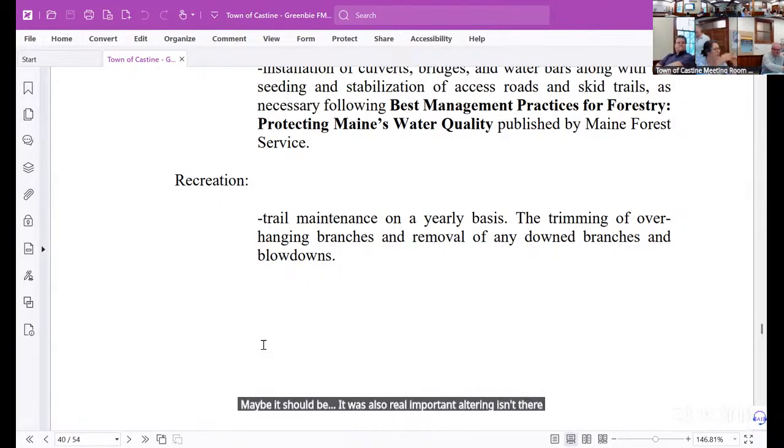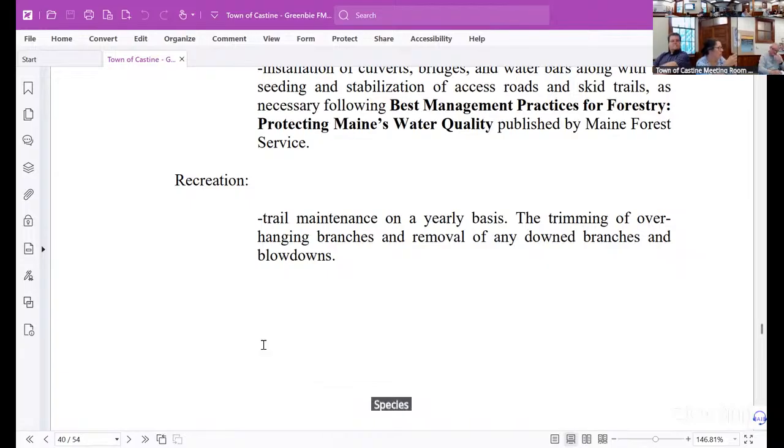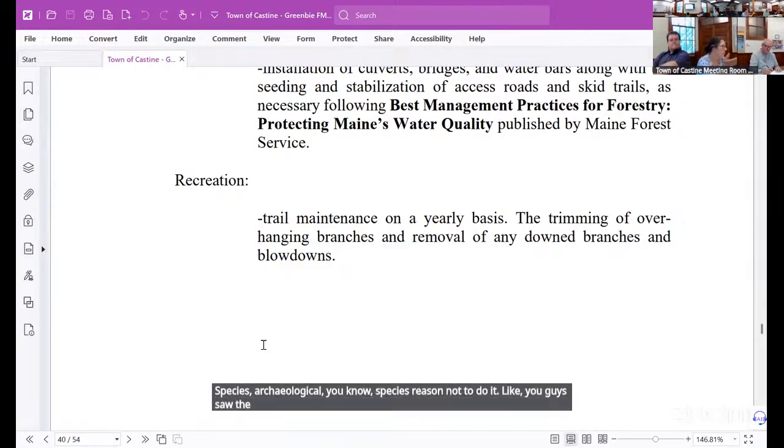Eventually, grass and that's it. Unless there's a real archaeological, you know, species reason not to do it. Like you guys saw the bear scat. Or you're just from development, but if we use a similar site to that in the private sector.